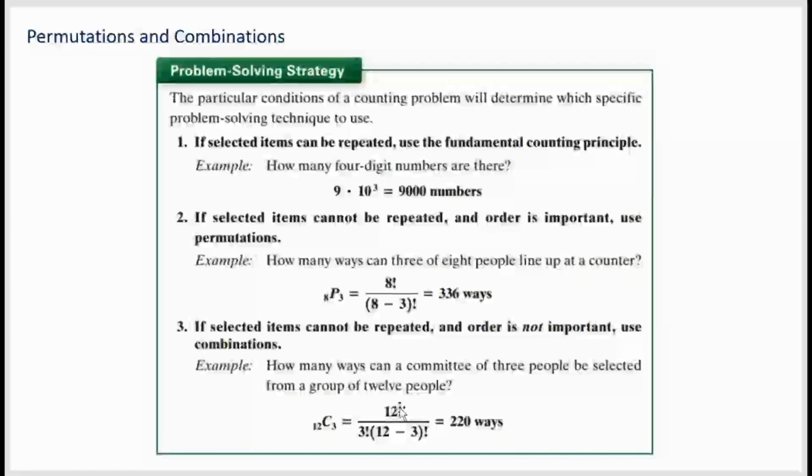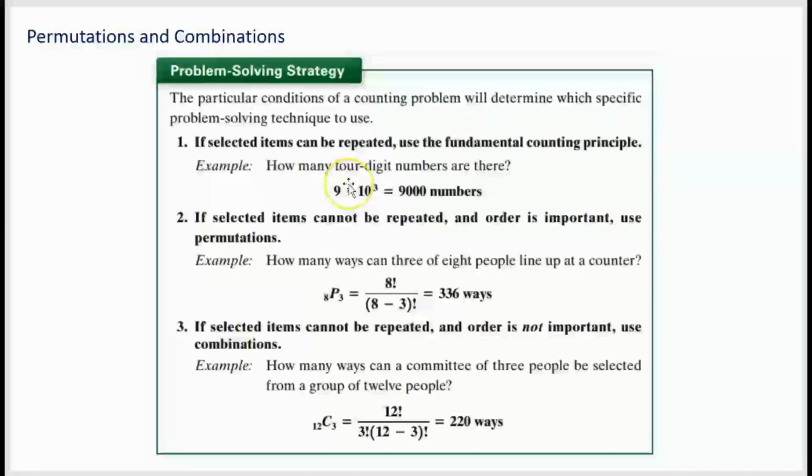So when you're doing problem solving strategy, the particular conditions of a counting problem will determine which specific problem solving technique you can use. Number 1, if selected items can be repeated, you use the fundamental counting principle, which is not a permutation or a combination. It's neither one of those things.